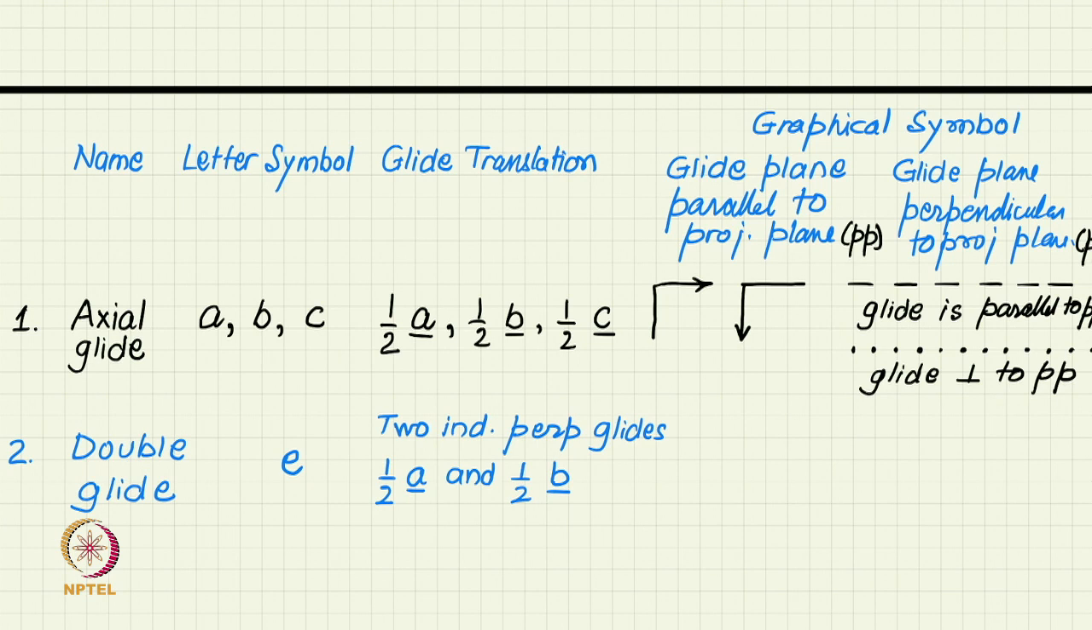In this case, if the glide plane is parallel to the projection plane, we use a similar notation, but now since it is a double glide, we put an arrow on both the line segments. And to indicate that it is a double glide, we use the symbol dash with double dots.